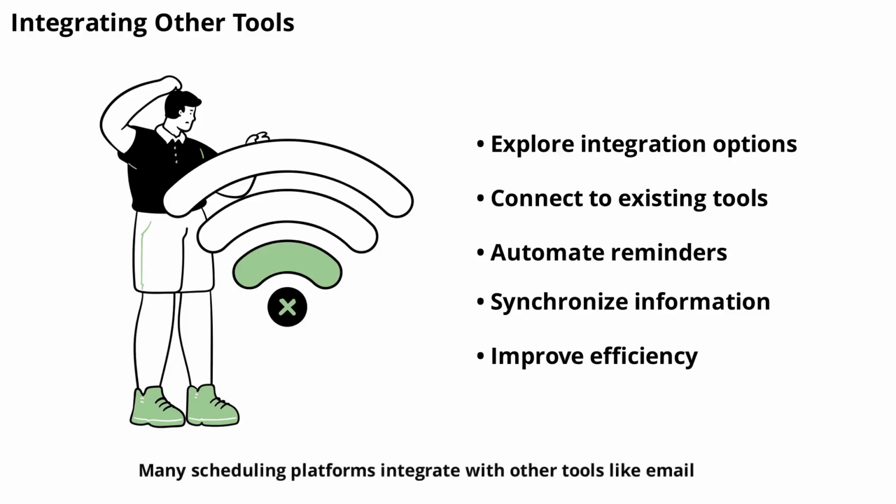Many scheduling platforms integrate with other tools, like email, calendars, or cloud storage. Explore integration options to streamline workflows and improve efficiency. Connect your scheduling software to tools your team already uses. This reduces manual data entry and keeps information synchronized. Integrations help automate reminders, share files, and update calendars automatically.